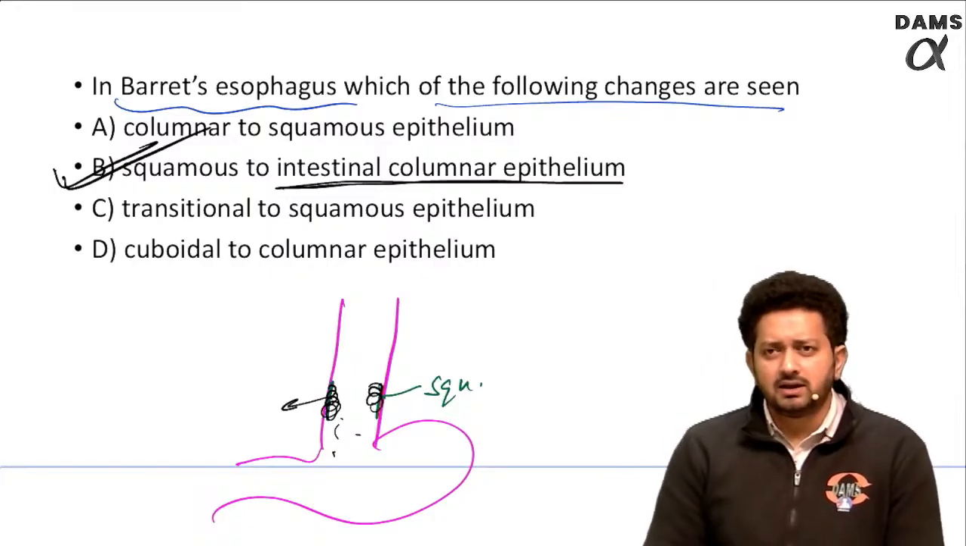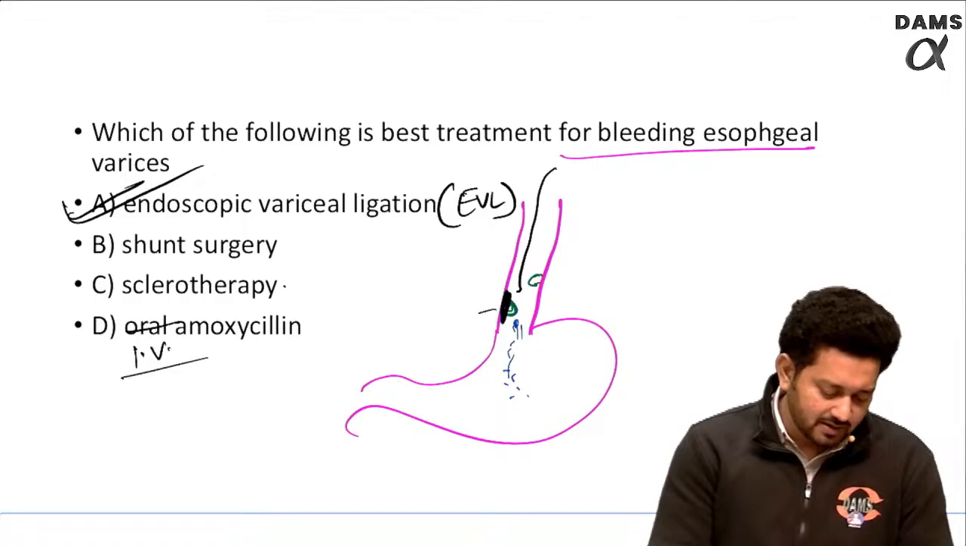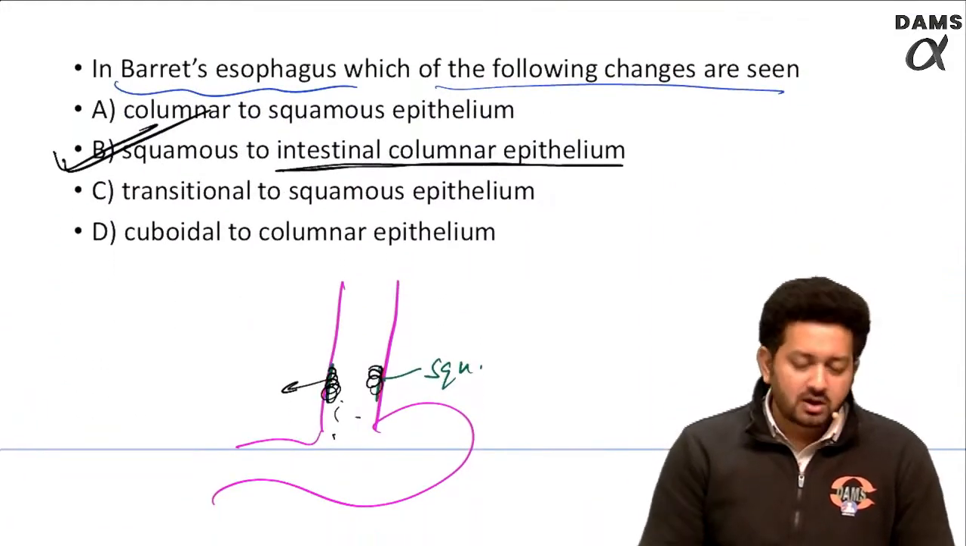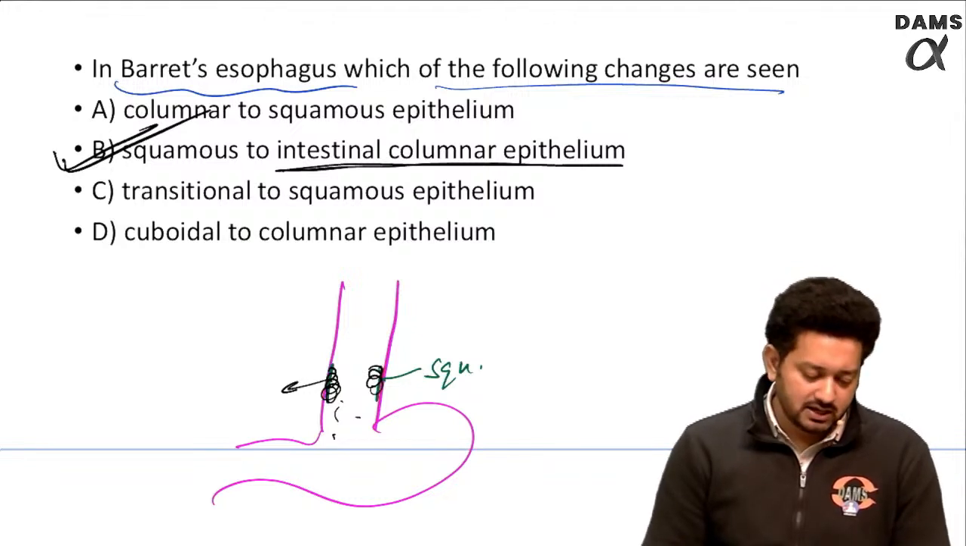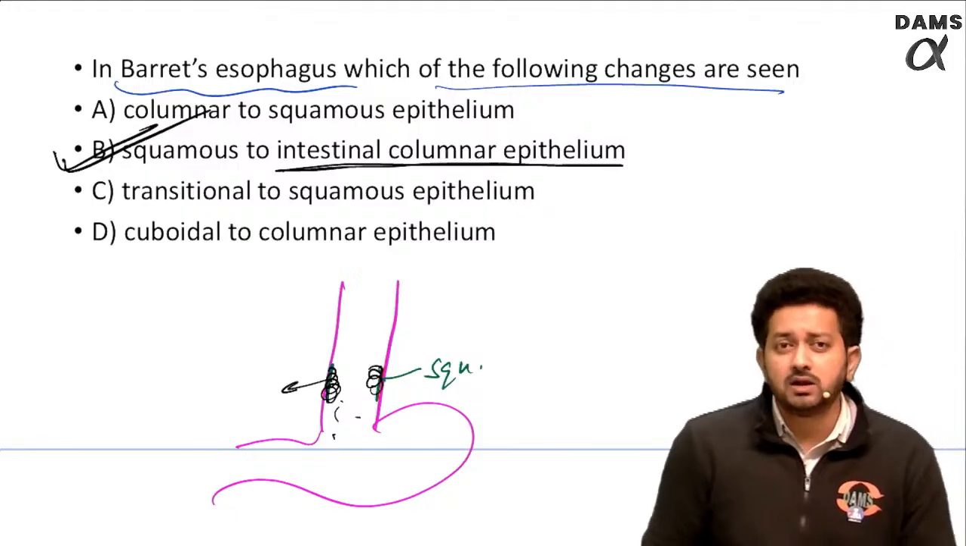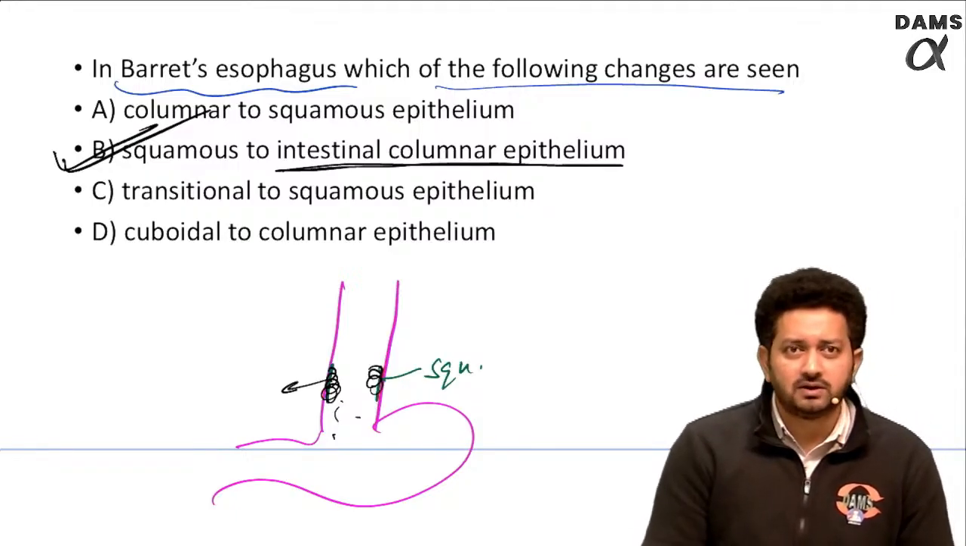Okay, IV antibiotic, you are saying it is not oral, it is IV. Even if it is IV antibiotic, it is not the answer. So goblet cells are seen when you do the biopsy. It is a risk factor for adenocarcinoma of the esophagus.